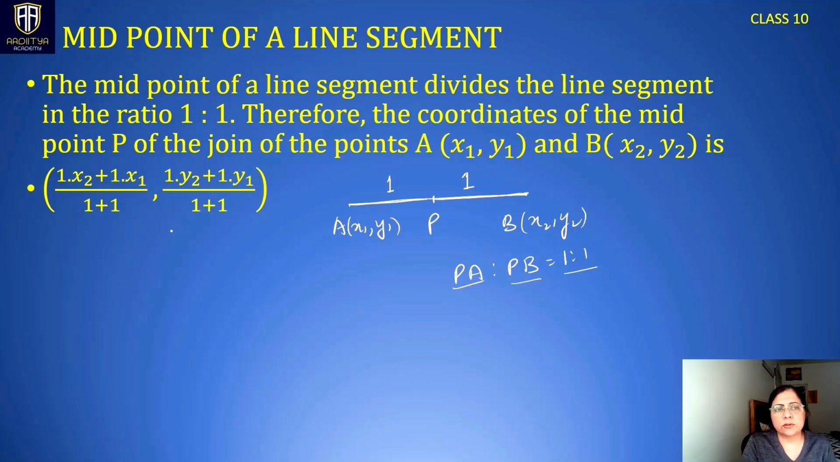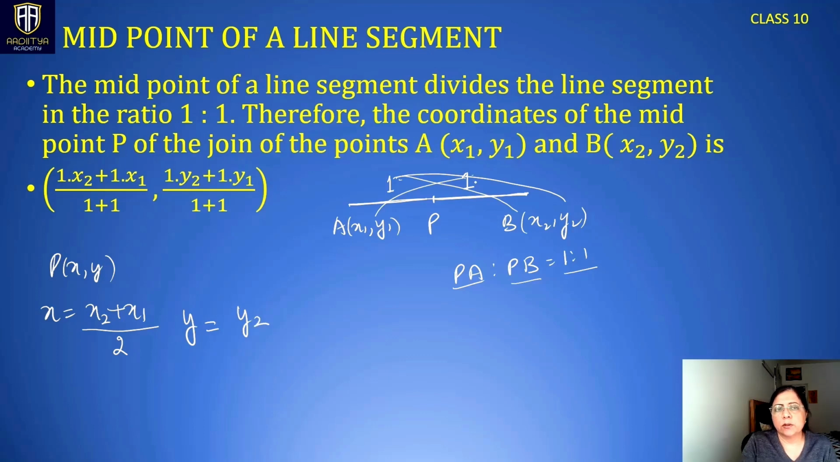So this is a very simplified version. We simply apply this formula here for the coordinates of P, x comma y. Apply the same section formula, mx2 plus nx1. 1 into x2 is x2 plus 1 into x1 is x1 divided by m plus n, which is 1 plus 1, 2. So x becomes x1 plus x2 by 2. Similarly, y is 1 into y2 is y2 plus 1 into y1 is y1 divided by 1 plus 1, that is 2. So the coordinates of the midpoint of any line segment having coordinates x1, y1 and x2, y2 is given as this: x1 plus x2 by 2, y1 plus y2 by 2. So P becomes the midpoint, the formula for the midpoint.